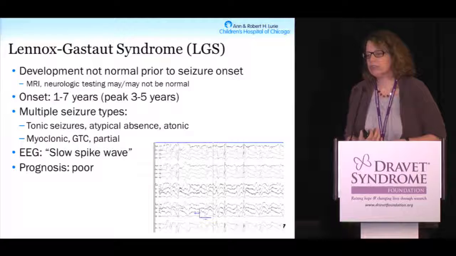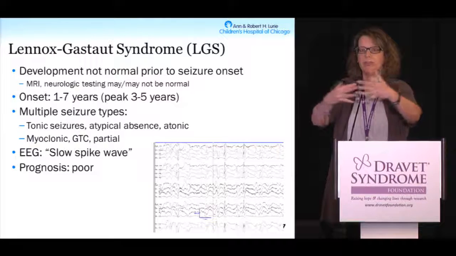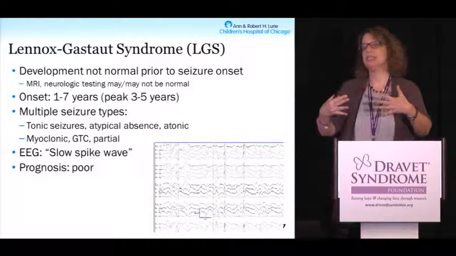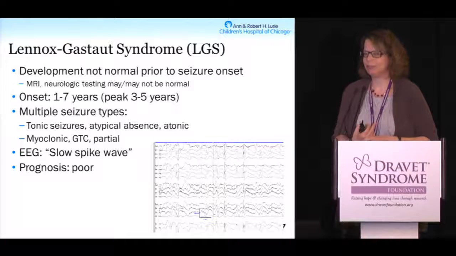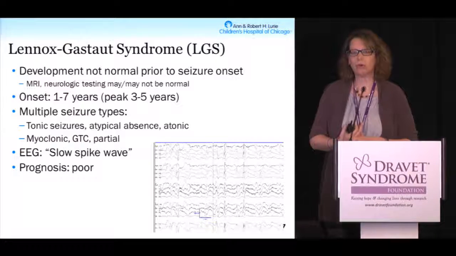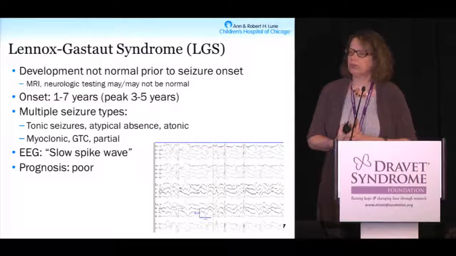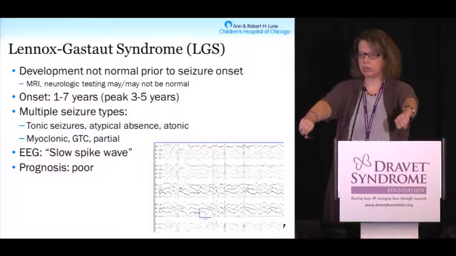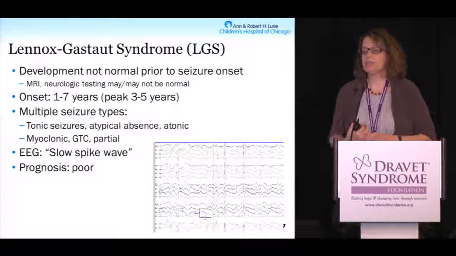As you can see, the onset tends to be a little bit later. What makes a diagnosis, and why some people have it as a differential for Dravet syndrome, or some connecting clinical characteristics, is they also have seizures that are very difficult to control and really variable seizure types. But again, the evolution of the seizure types is different. The most significant ones for Lennox-Gastaut syndrome are tonic or stiffening seizures, as well as the atypical absence seizures. But they can have any seizure type.